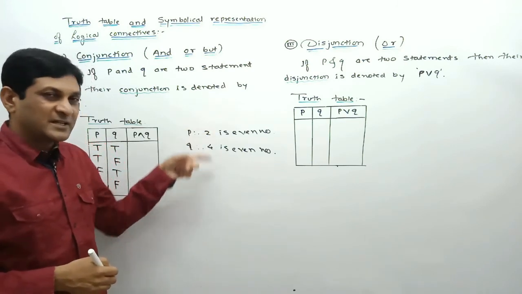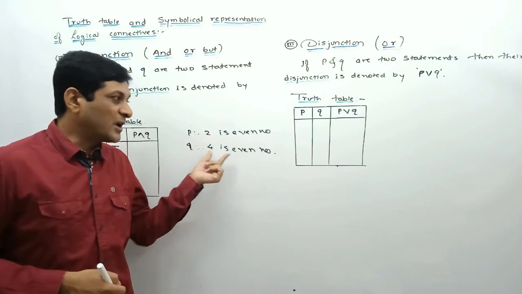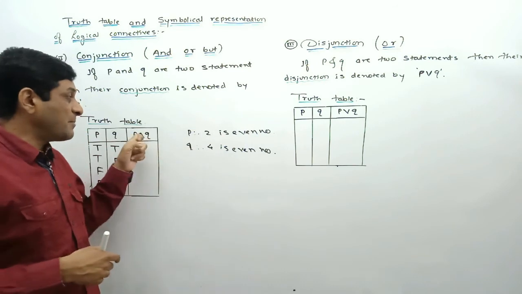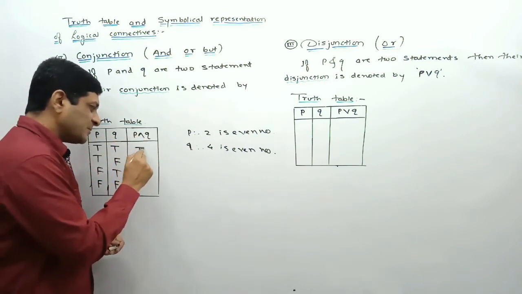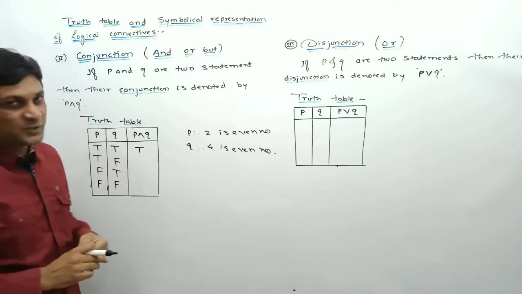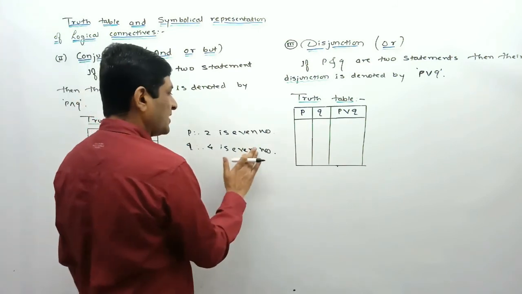Let us connect these two statements by and. 2 and 4 are even numbers. Yes, the new statement, after connecting them by and, we are getting what? True. So in the first case, what result are we getting? True.